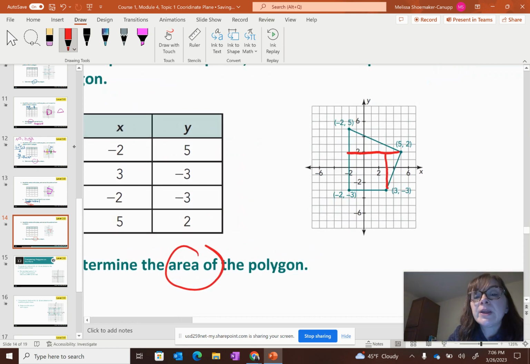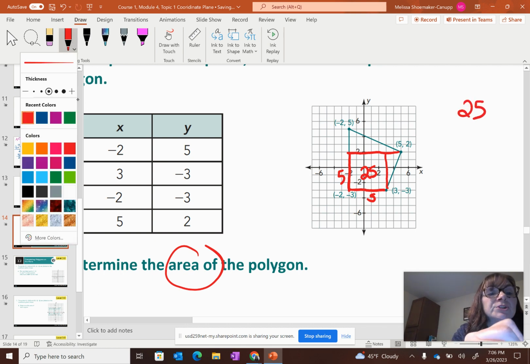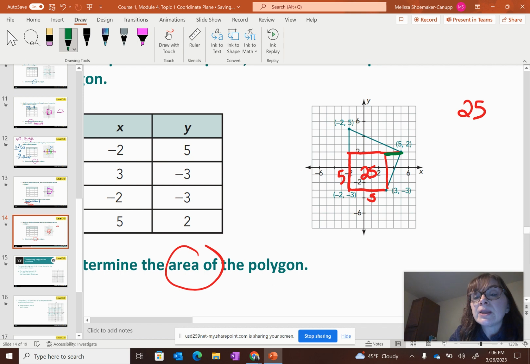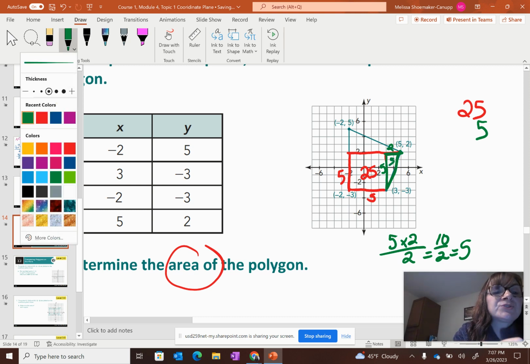Okay, so I'm going to zoom in here. The area of this square is going to be 1, 2, 3, 4, 5 by 1, 2, 3, 4, 5. So this is 25. I'm going to change colors here. I'm going to find the area of this triangle right here. We know the height is 5 because that's the side of the square. This is 2. So that's 5 times 2 divided by 2. So 10 divided by 2 is 5. Remember, I divided by 2 because it's a triangle.